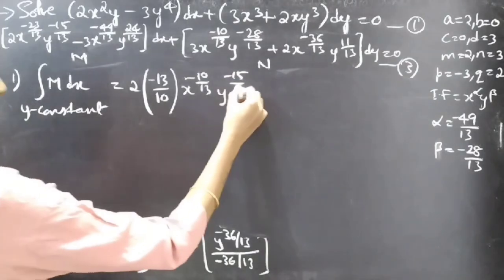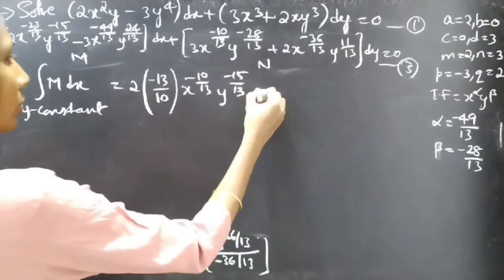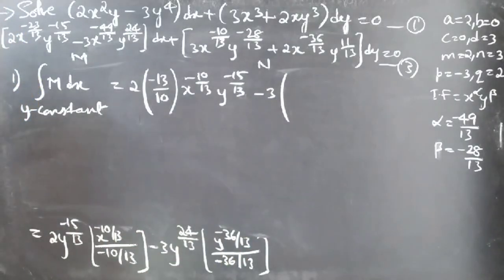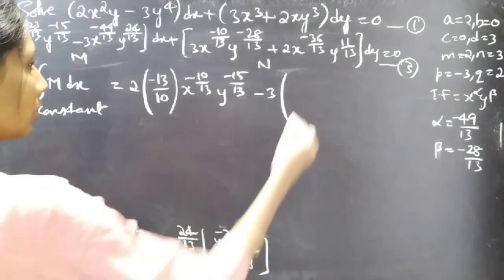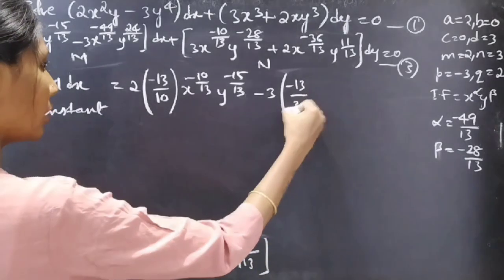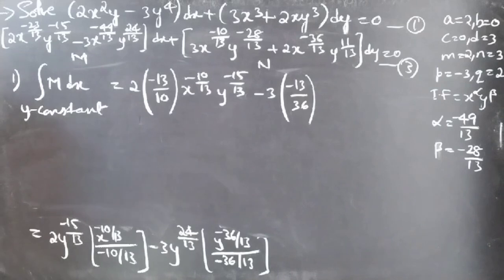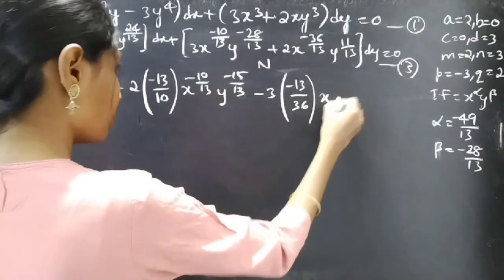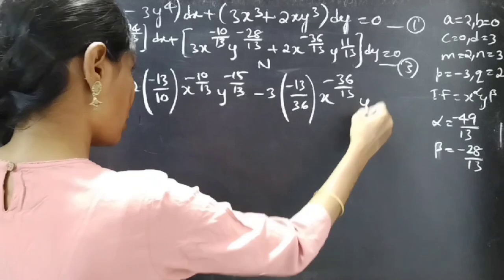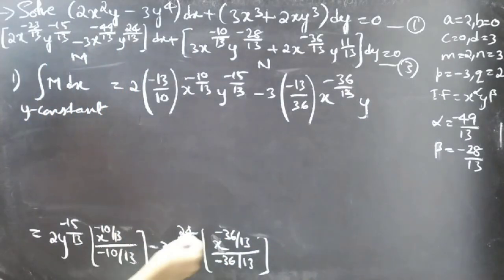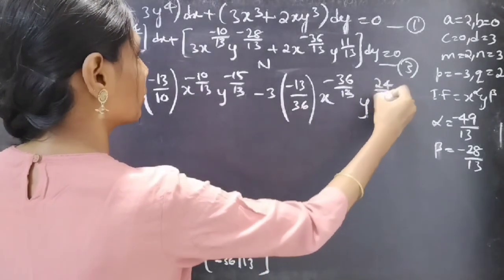Minus 3 into 1 by minus 36 by 13 can be written as minus 13 by 36. The reciprocal of minus 36 by 13 is minus 13 by 36. And it's x, not y, sorry. x power minus 36 by 13 y power 24 by 13.